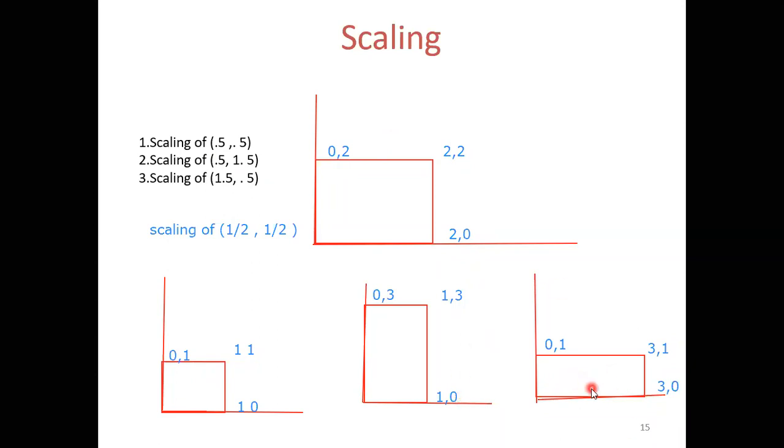Let's go for the third one. 1.5 into 0, 0. 0.5 into 2, 1. 1.5 into 2, 3. 0.5 into 2, 1. 1.5 into 2, 3. And 0.5 into 0 equals 0. So basically, we have multiplied all the points with these scaling factors.